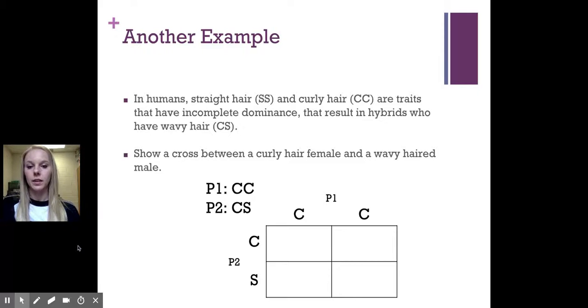Let's look at another example. In humans, straight hair and curly hair are traits that have incomplete dominance. That results in hybrids who have wavy hair. So we're going to show a cross between a curly haired female and a wavy haired male. So our first parent is big C, big C, and our second parent is big C, big S. Carry the alleles down for our first parent and carry the alleles across for our second parent.